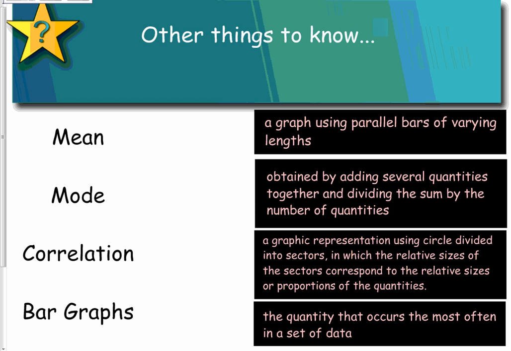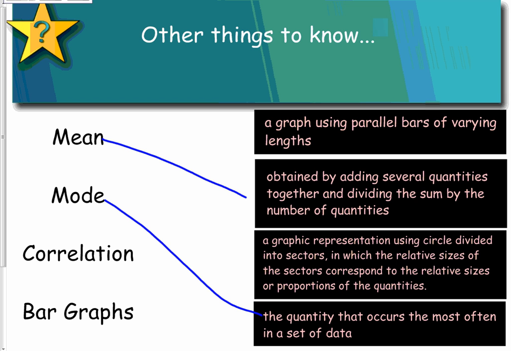So mean, median, and mode, those are all things that should come into play. So let's take a look. The mean is a quantity obtained by adding several quantities together and dividing the sum by the number of quantities. That's your mean. Mode is the most popular answer, the one that shows up the most. You can have more than one mode, and you can also have no mode. If there's nothing that shows up a significant number of times, then there is no mode.